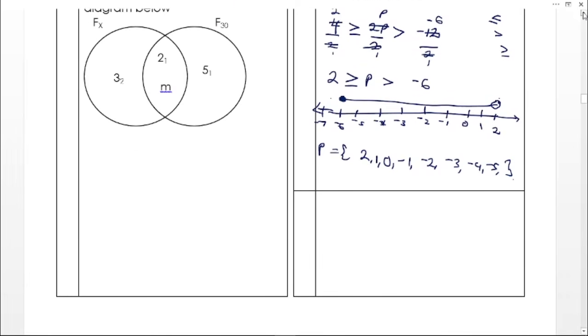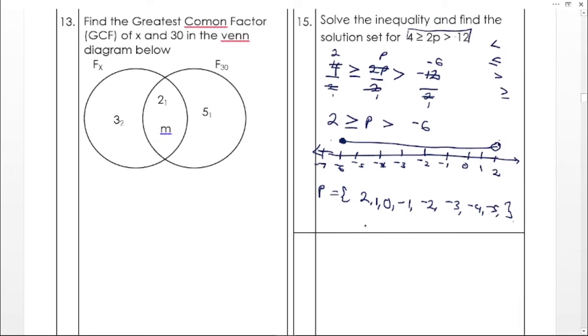Now let us get this number 13. What is it telling us to do? The examiner, what do you want? The examiner wants us to get the greatest common factor of x and 30.